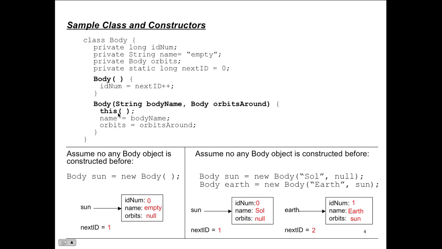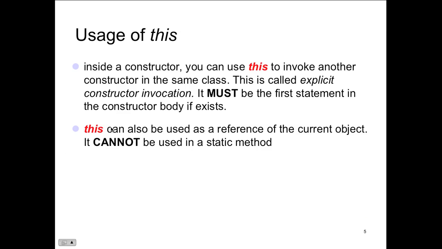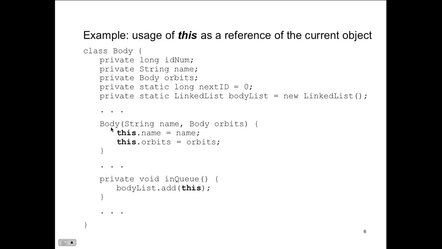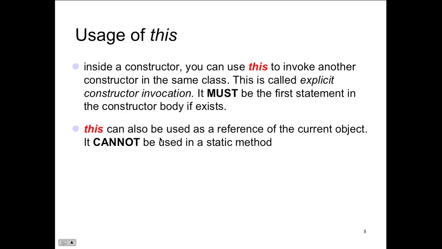And then we have this. I don't actually like to run this. I like to run this dot name, this dot orbits, and we'll see this dot. Where'd it go? Here it is. This is what I like to do. But you may not like to do that. You might like just to put the word this up there. What is this? Inside the constructor, you can use this to invoke another constructor in the same class.